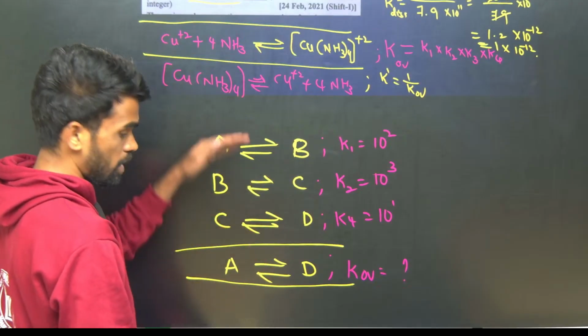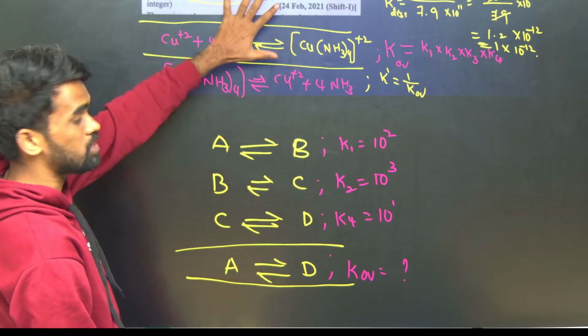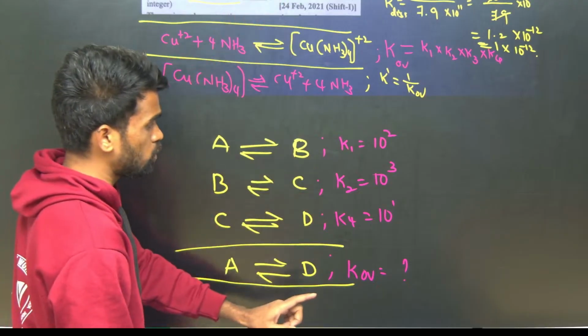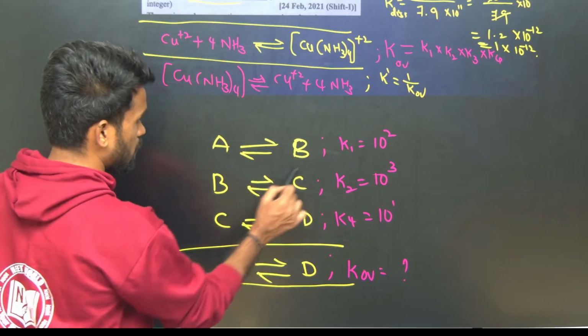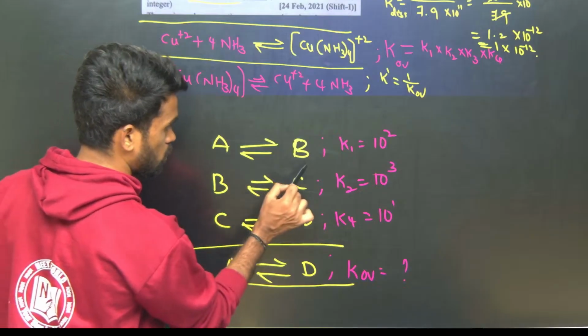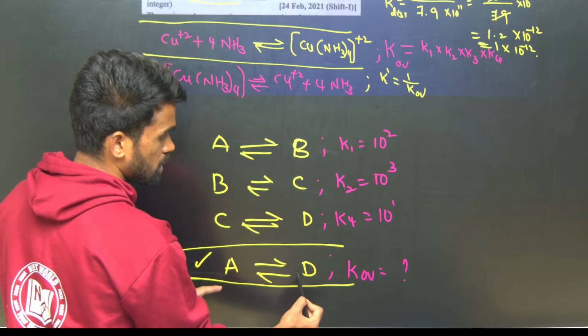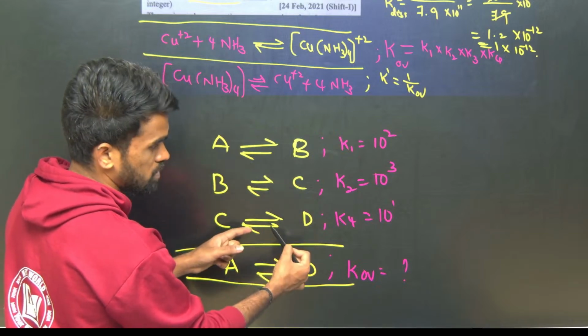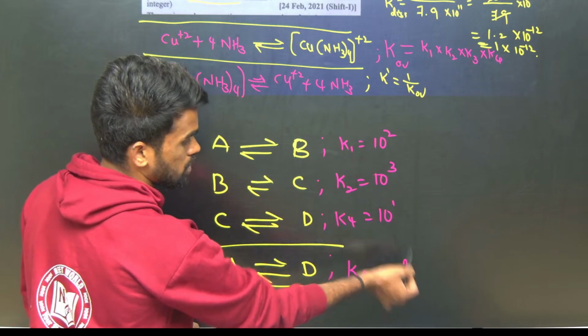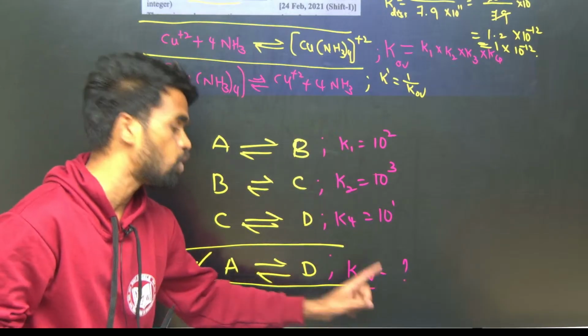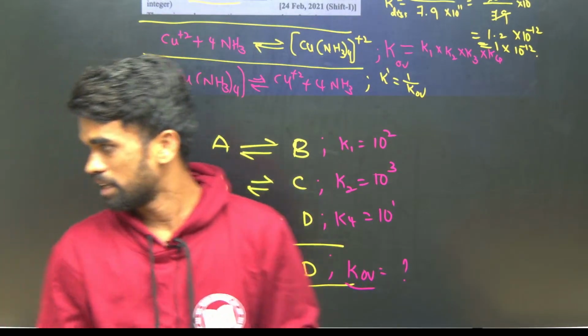So if you are able to understand this concept, then this question is easy. What I told you, in order to get this, we can remove the reactant in one reaction and the product in the other, so that finally we are left with only these two things. That comes from the multiplication of these three reactions, so their equilibrium constants are also multiplied to get this K overall. That's it.